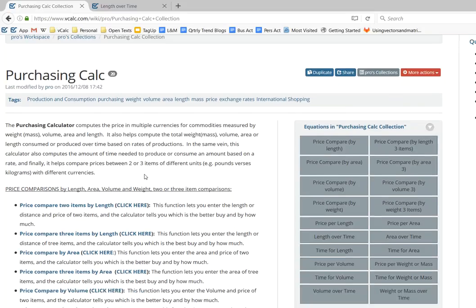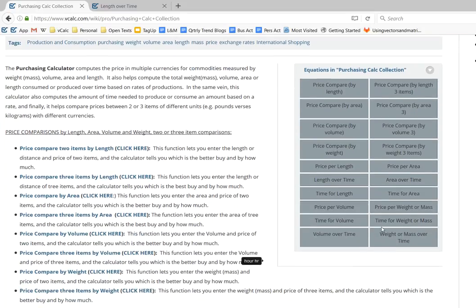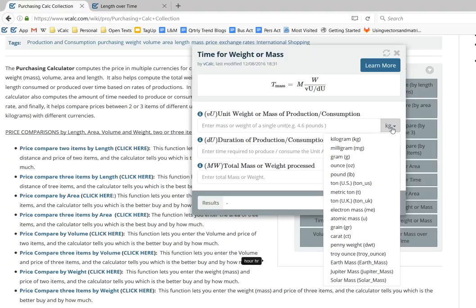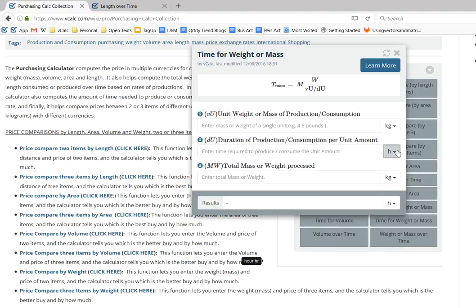So if you go to the purchasing calc, what you can do is come down to the very bottom right, and we'll start with time for weight or mass. In this case, if you have a total amount of mass that you want to produce, process, consume, and you know a production rate, then it will tell you how long that would take. So let's go through here. And again, you have a bunch of different units you could enter. I'm going to go ahead and leave it in kilograms and hours.